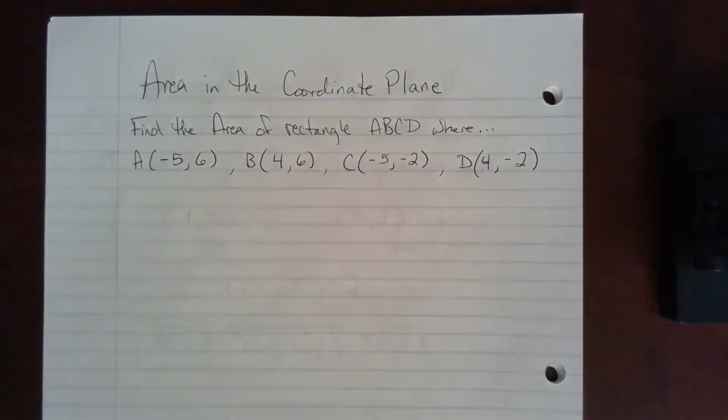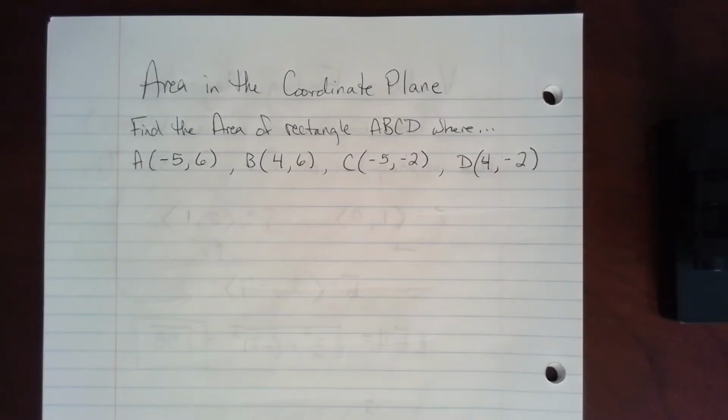Alright, in this video I'm using a problem that would be simpler done one way, which I'll show you, but I'm going to use it also to illustrate the way that you would do this if the problem were not a nice problem already. So it's asking us to find the area of a rectangle. It's a rectangle named ABCD, where we have these 4 points provided to us.